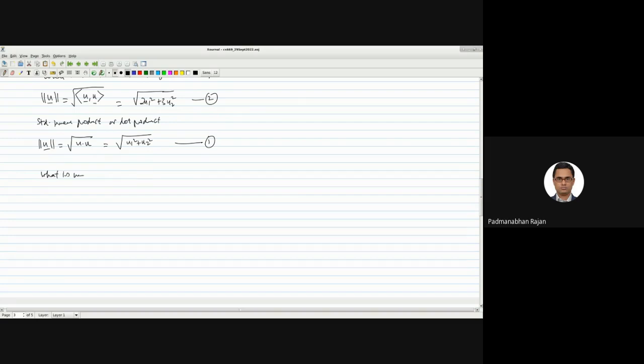What is the unit circle in this space? In this 2D space, what is the unit circle? The radius is 1. You can think of it as the locus of points which have a constant distance from the center, from the origin. So let this be the origin. Unit circle means at all points, the distance is going to be 1.